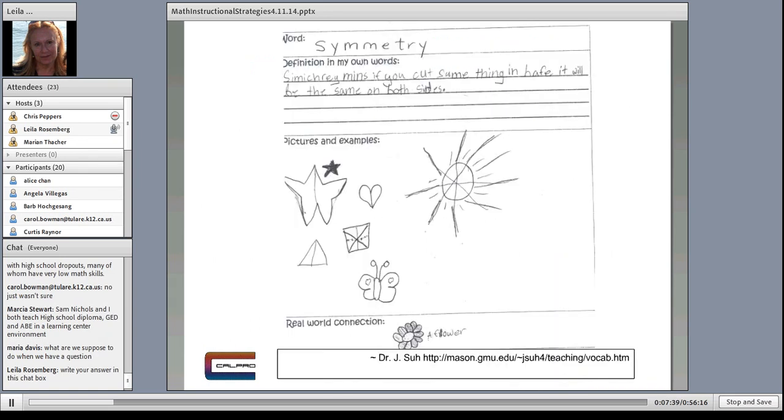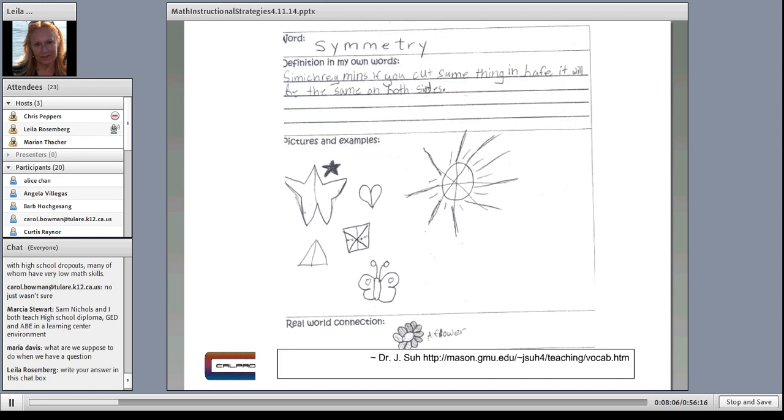Now let's take a look at one more. Let's look at this page here, showing the definition of the word symmetry. Let's say you're teaching symmetry. Pay attention to the fact that the student does not simply copy the book's definition, but uses her own words, draws examples, and connects the word to real life with this picture of the flower.